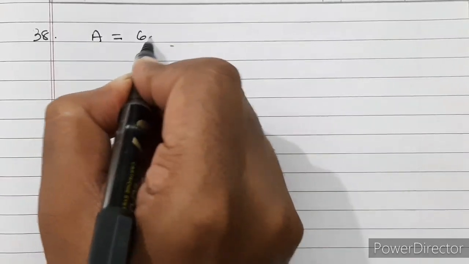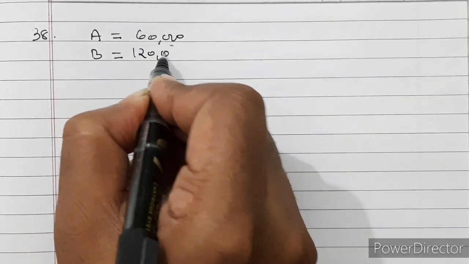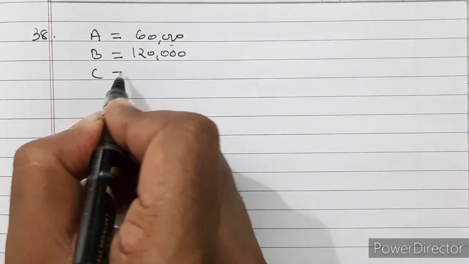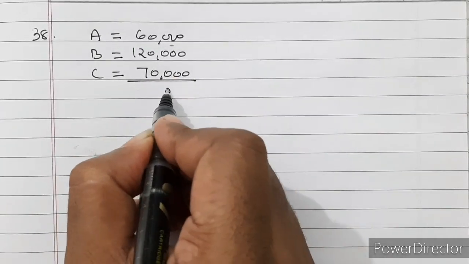So question number 38. A's capital is 60,000, B's capital is 1,20,000 and new partner C's capital is 70,000. So actual capital of the firm is how much?